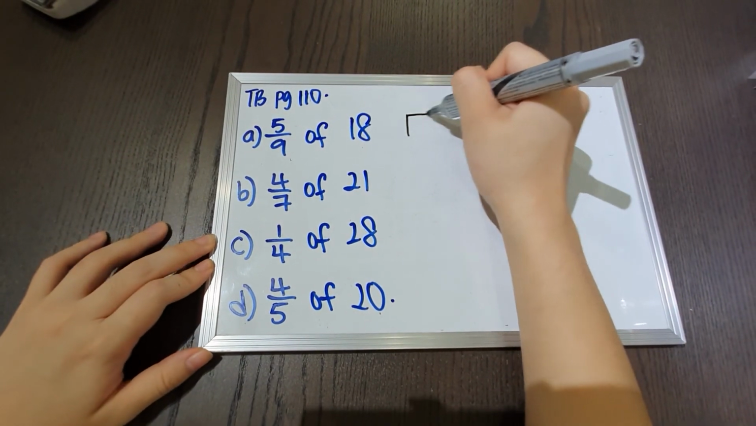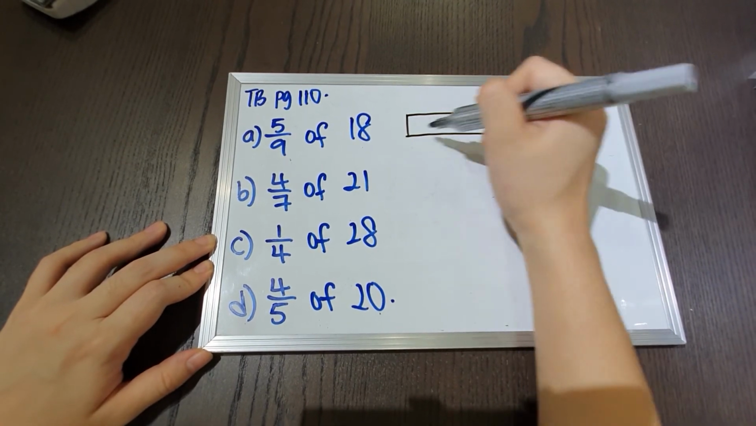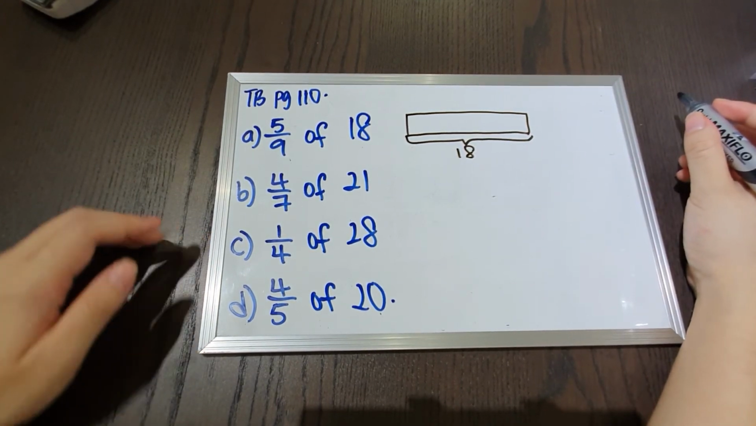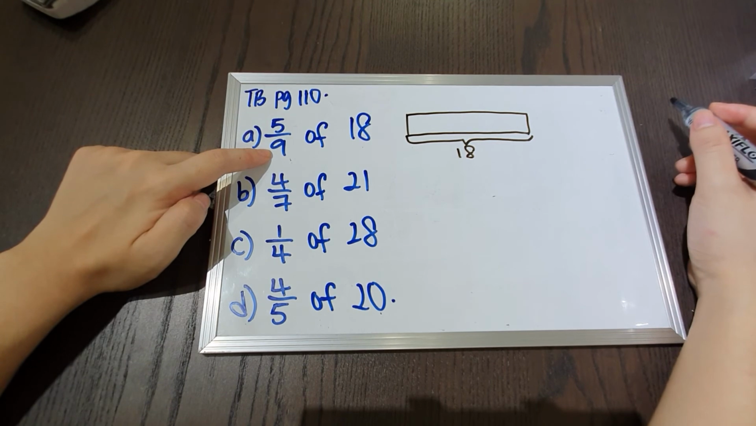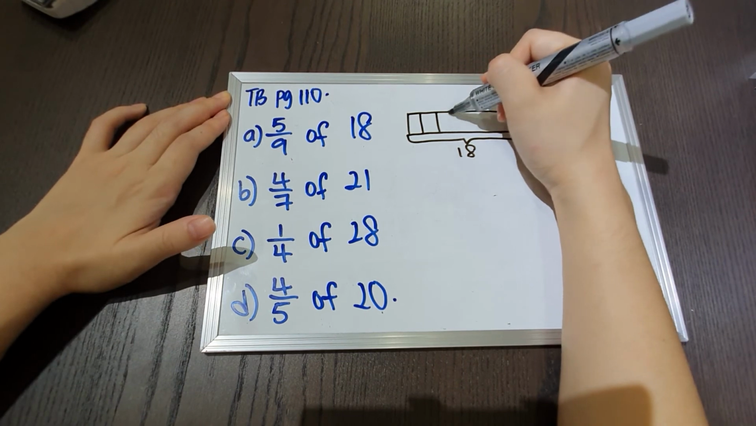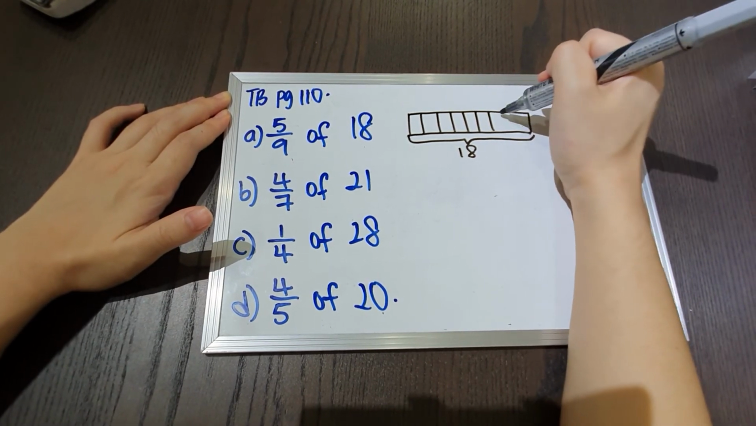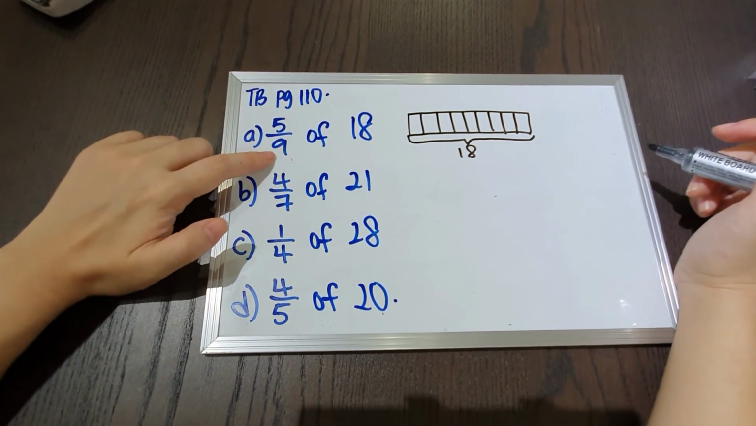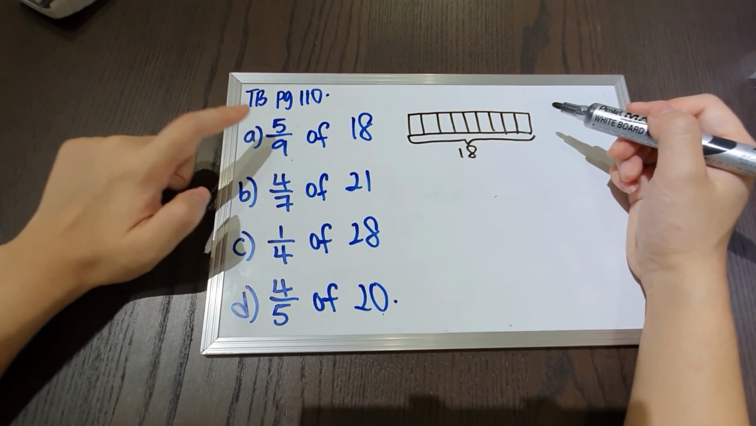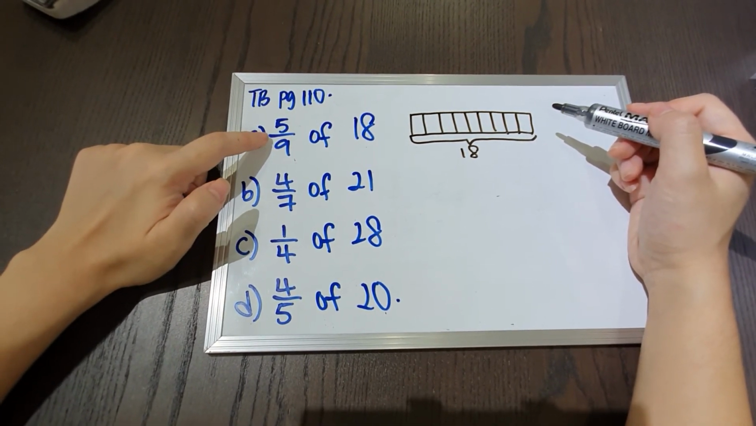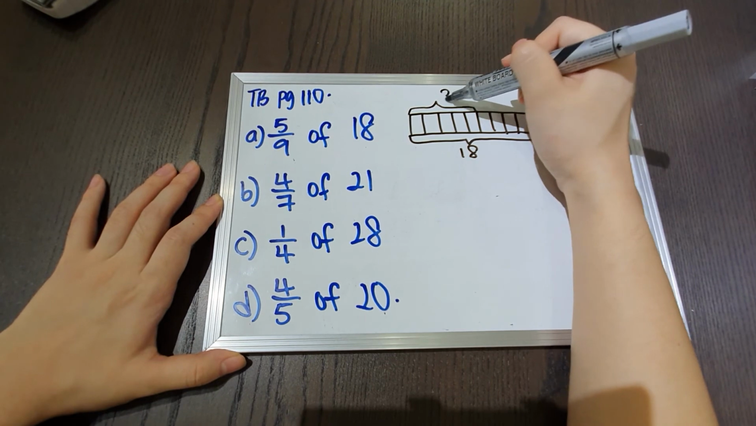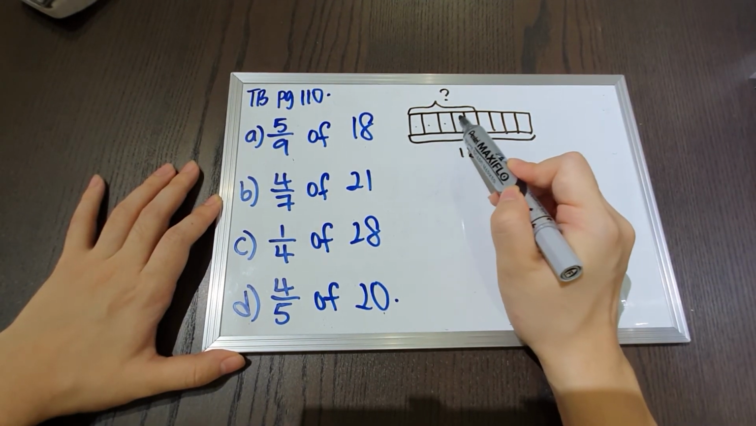Firstly, you will have drawn a long bar here to represent 18. And since my denominator is 9 here, you should have cut your model into 9 equal parts. Nine as your denominator, so cut your model into 9 parts. And since I only want 5 out of 9, which means I only want to find 5 units, this would be where my question mark is. Because 1, 2, 3, 4, 5.